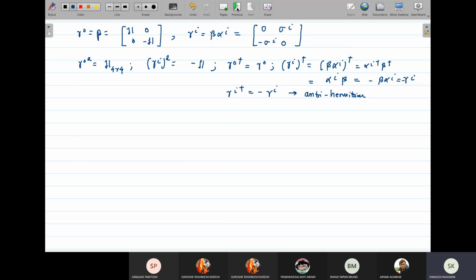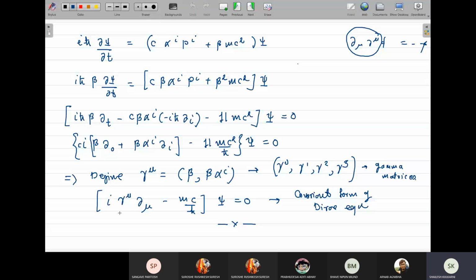Okay, and now you can see why we have not written the covariant Dirac equation in Hamiltonian form. We cannot write it. Once we want to write in Hamiltonian form, the Hamiltonian should be Hermitian. But in the covariant way of writing the Dirac equation, what we have are the gamma matrices, and the gamma i's are anti-Hermitian. There is nothing wrong in it. We can always go back to this expression. We can always write this as H times psi.